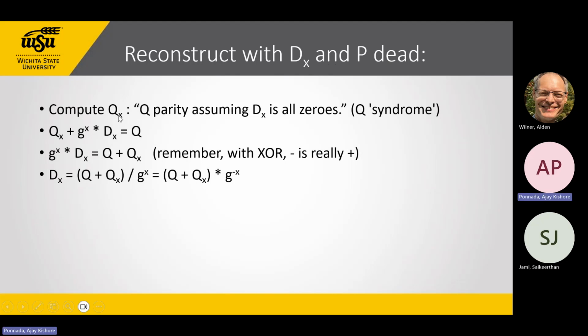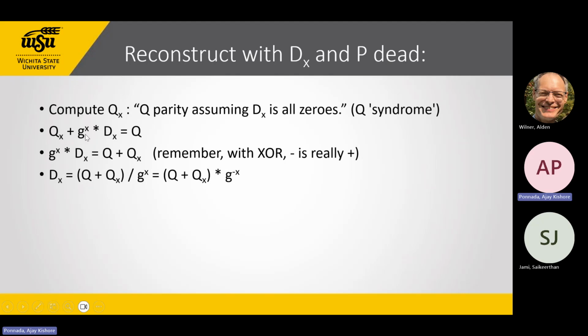So, reconstruct DX and the P drive. Compute QX, the Q parity assuming DX is all zeros. QX is the Q syndrome, so we are computing the Q syndrome assuming DX is all zeros. The dead drive, we assume it is 0. It's like ISBN: we assume one digit is 0 and we just recalculate using the mod. How we did it for ISBN, we are doing the same thing for the data drive in RAID as well. So, Q parity assuming DX is 0.